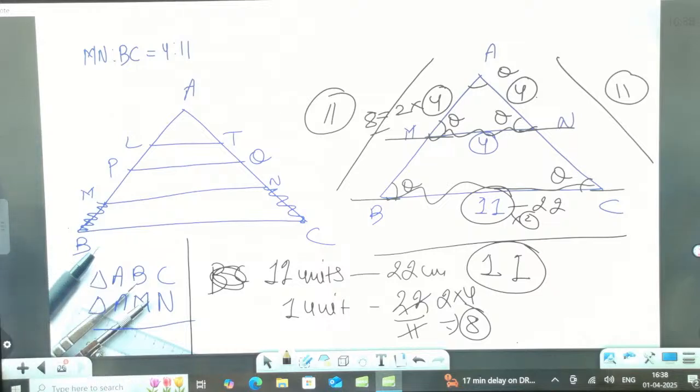Okay. Got it? Write the property: angle, angle, angle.